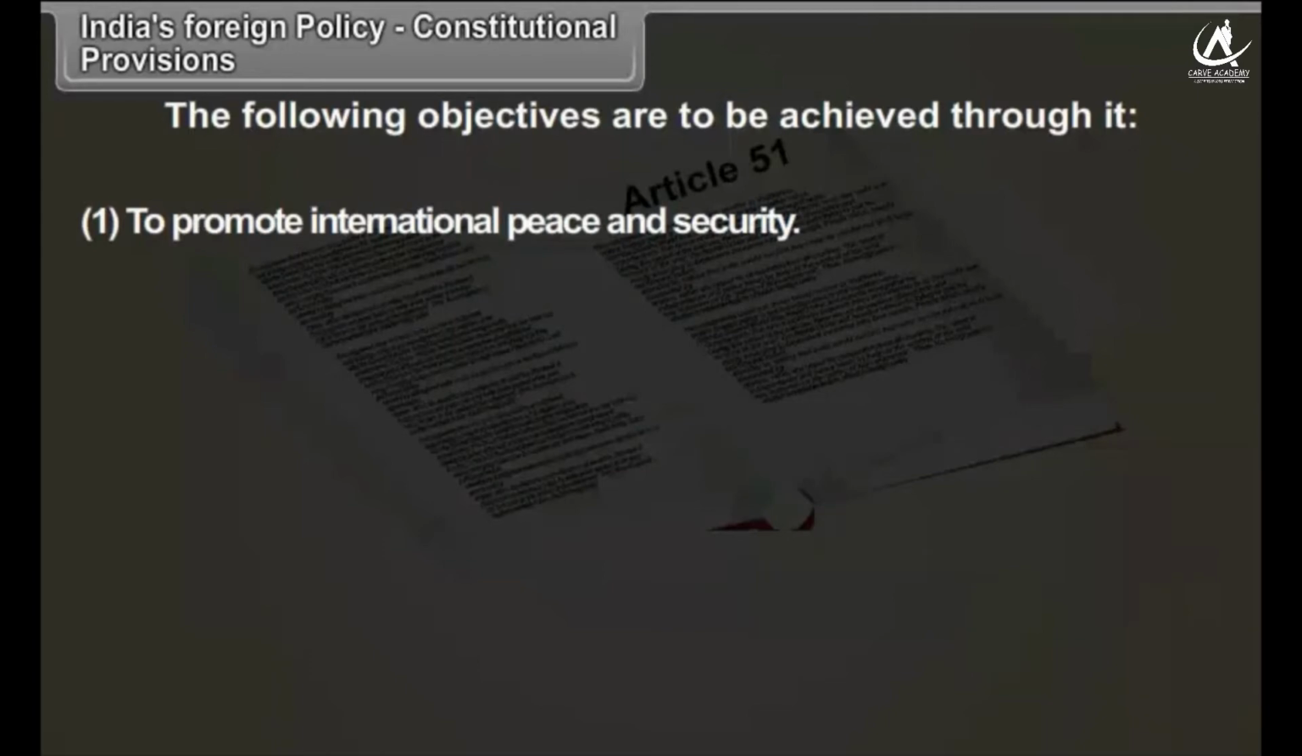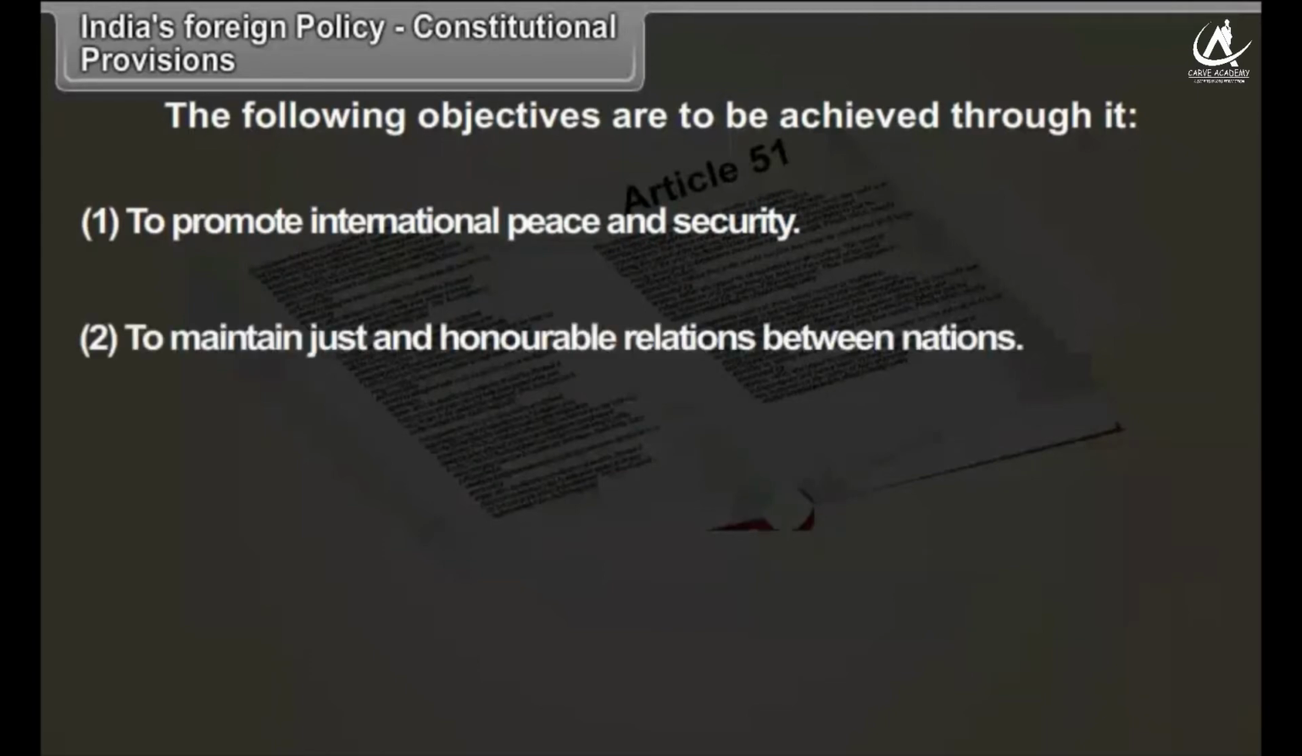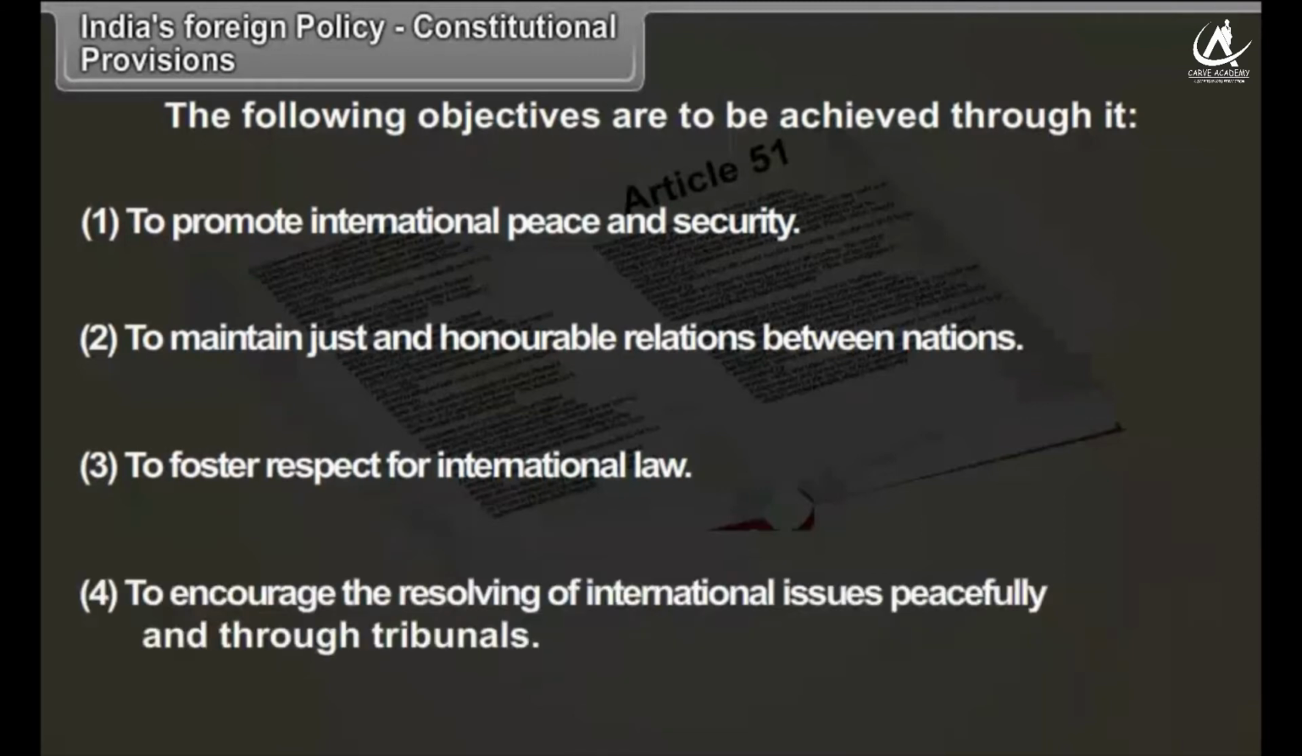1. To promote international peace and security. 2. To maintain just and honorable relations between nations. 3. To foster respect for international law. 4. To encourage the resolving of international issues peacefully and through tribunals. Some of the main features of India's foreign policy are as follows.